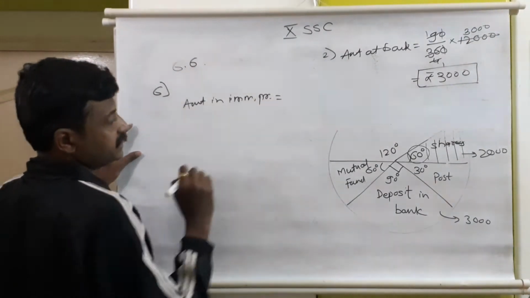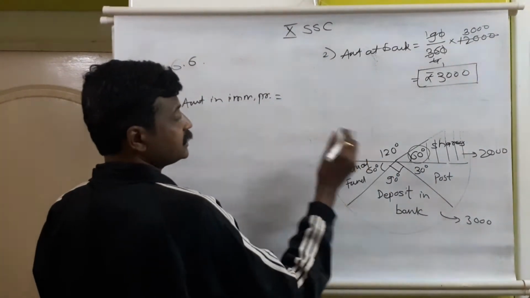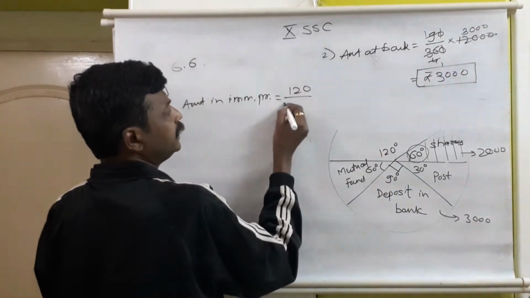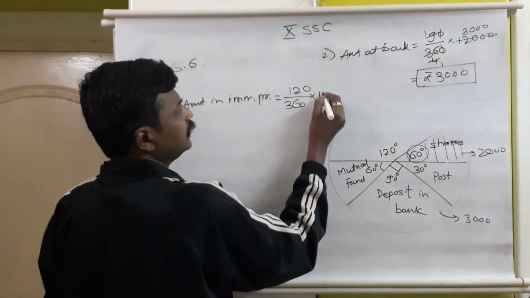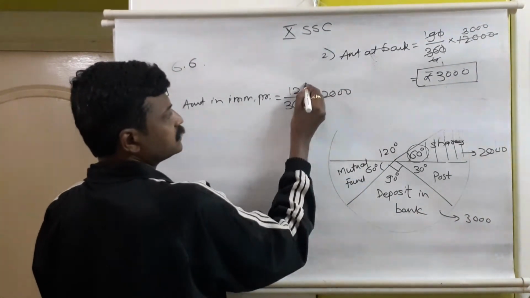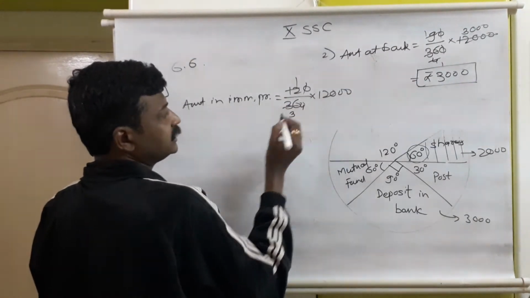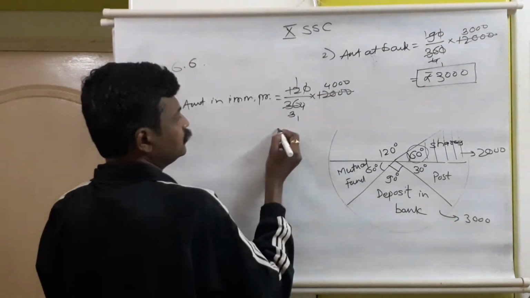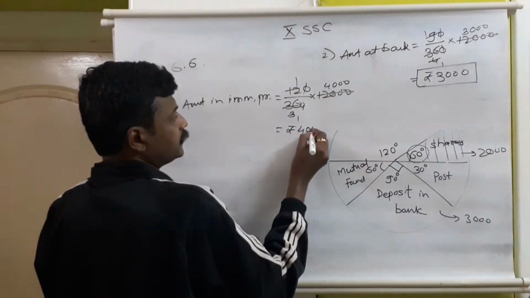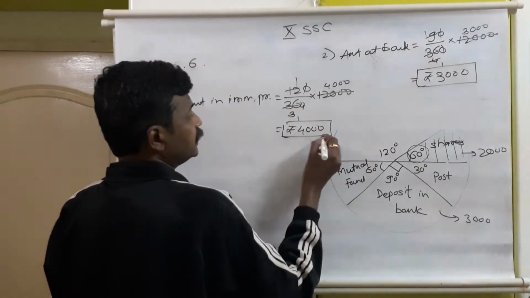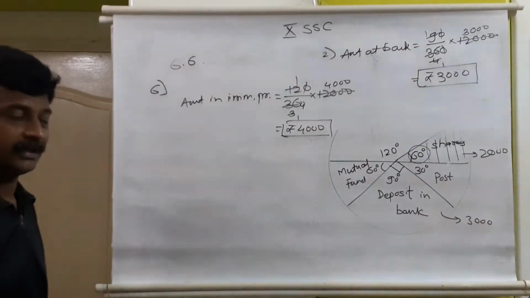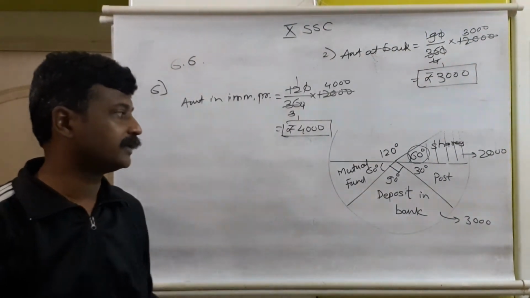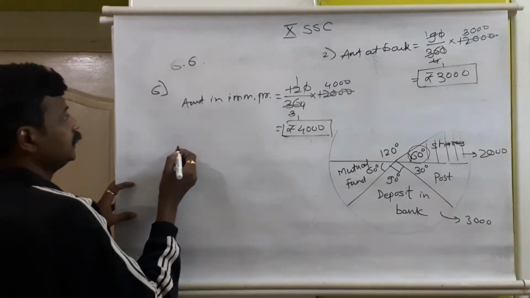Amount in immovable property is equal to, for immovable property it is 120 degree. 120 degree out of 360, then out of 12,000 how much? 0 gets cancelled. 12 3s are 36, 3 1s are 3, 4s are, it gives you 4,000 rupees. 4,000 is the investment in immovable property. Half of that will be in the mutual fund. Let us find out for mutual fund.